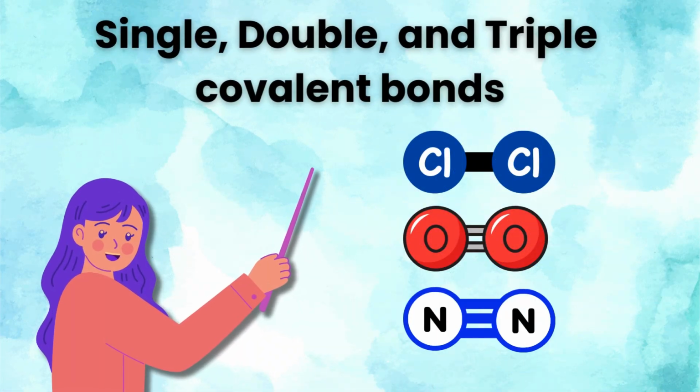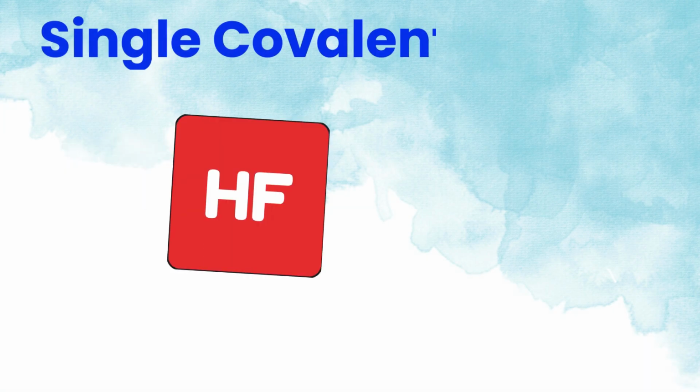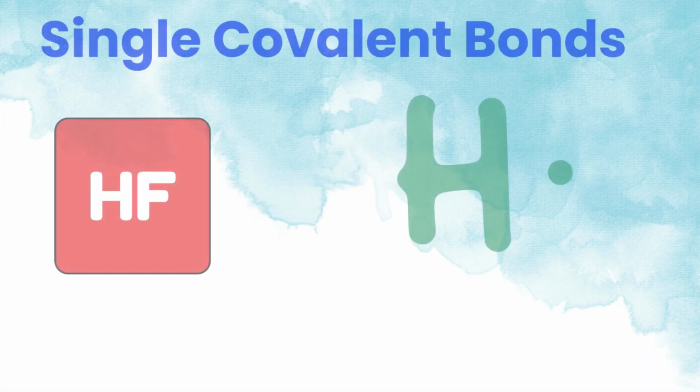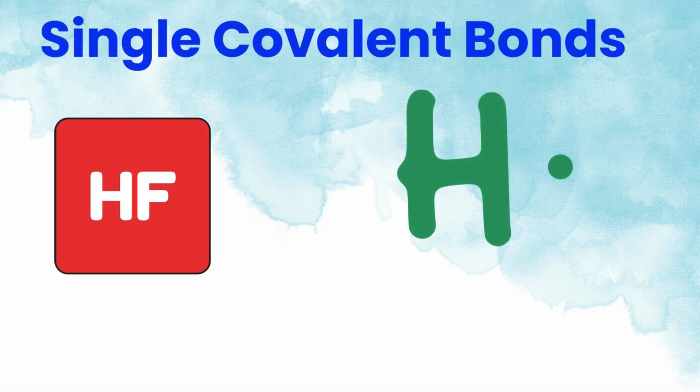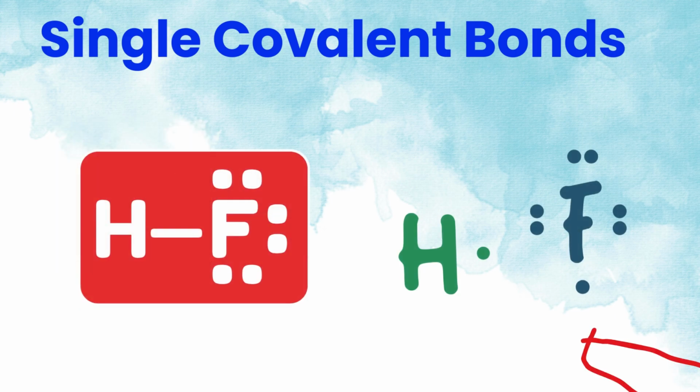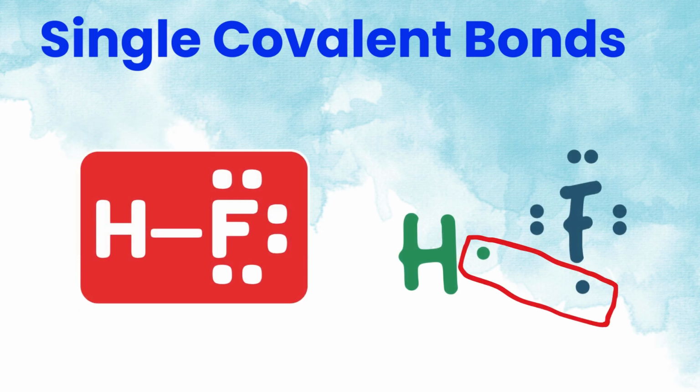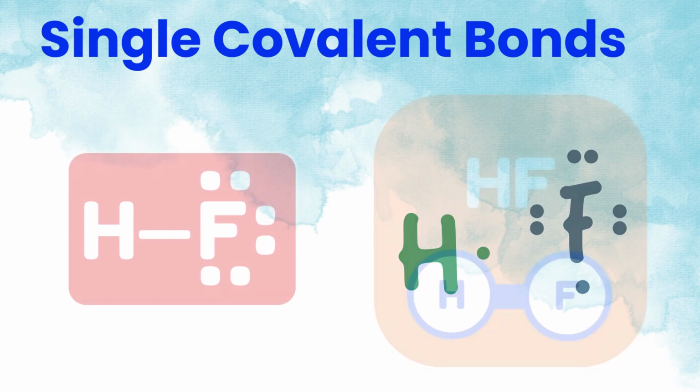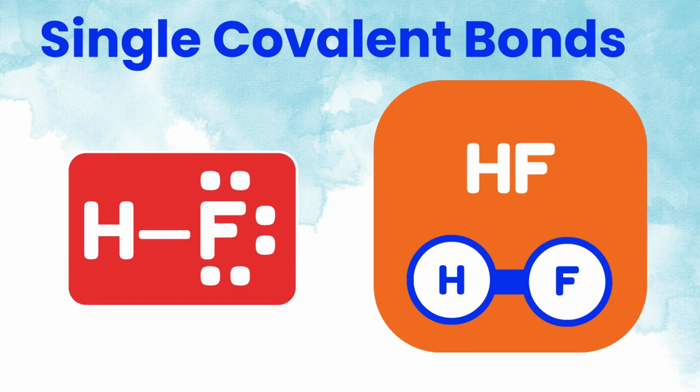Single, double, and triple covalent bonds. The compound HF. Hydrogen has 1 valence electron and fluorine has 7 valence electrons. So a pair of electrons are shared between the hydrogen and fluorine atoms to form a single covalent bond, and both the atoms are happy.